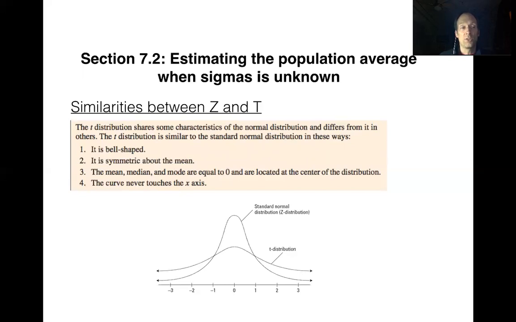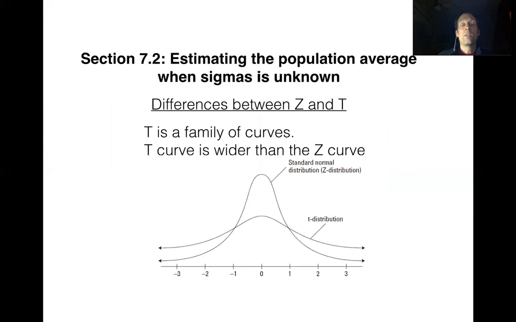So how about differences? The two biggest differences are that the T curve is actually a family of different curves, and the T curve is also wider than the Z curve. The reason why it's wider has to do with the correction factor that's going to get added into the formula for us.